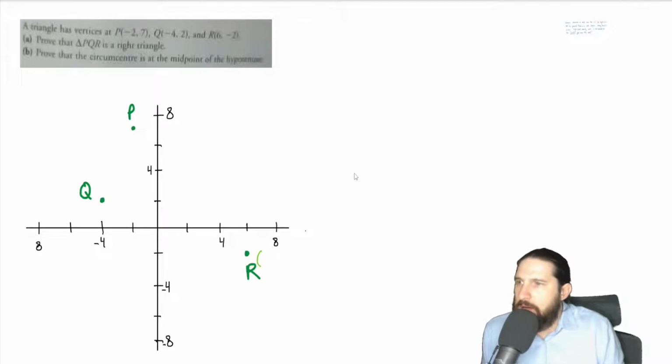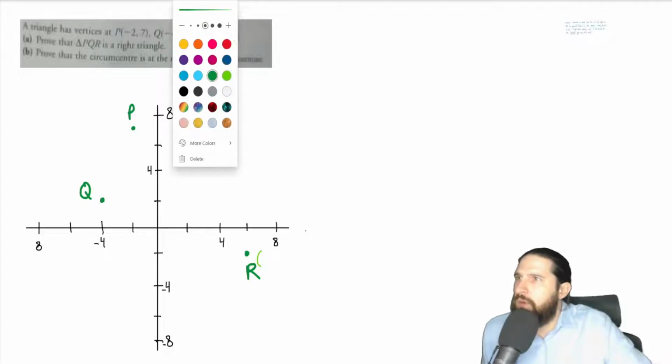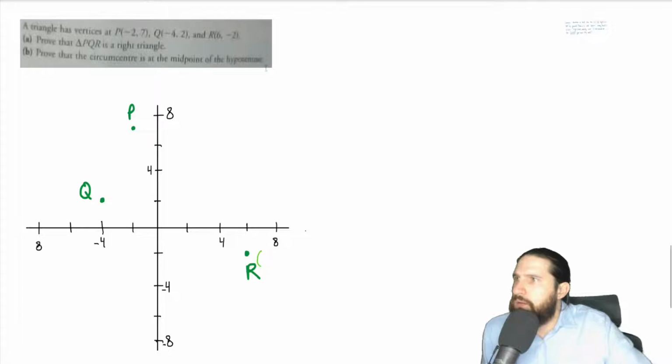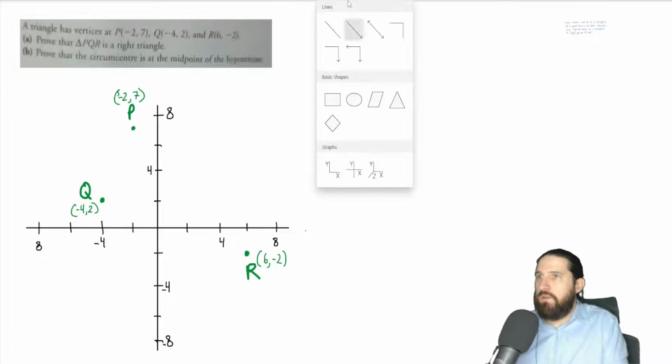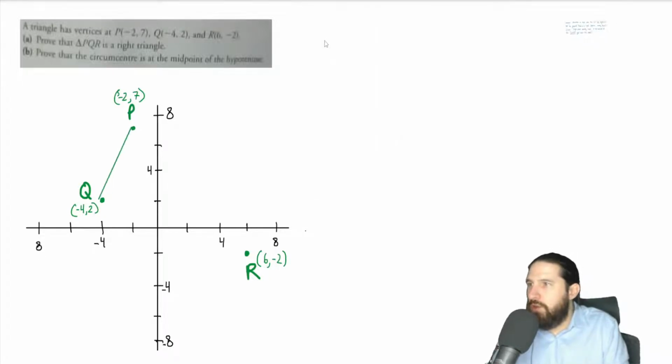And so wait, let me just... Okay. So that point is (6, -2). This point is (-4, 2). This point is (-2, 7). Okay. So let's get some lines going between these folks.